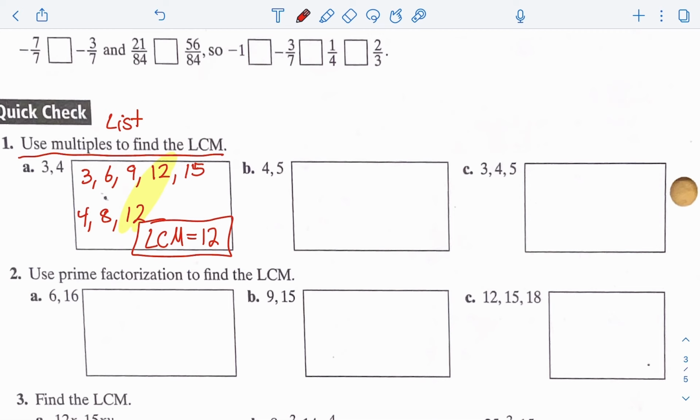Okay, so hopefully what you had for that, the list for 4 would be 4, 8, 12, 16, 20, 24, and I'm going to stop there. 5, 10, 15, 20, ding, ding, ding. Miss Kayla has a winner, right? So then the LCM of 4 and 5 is going to be 20.